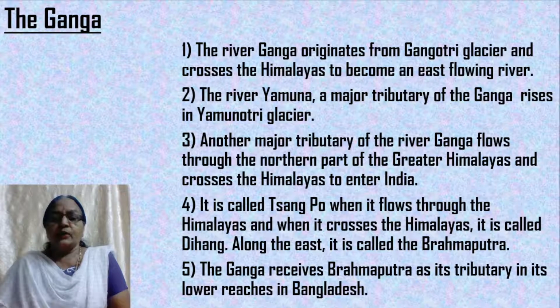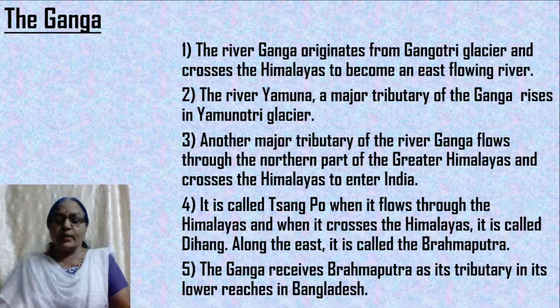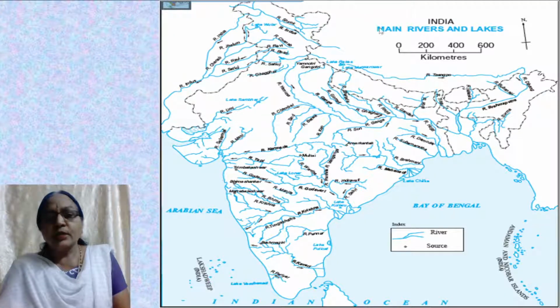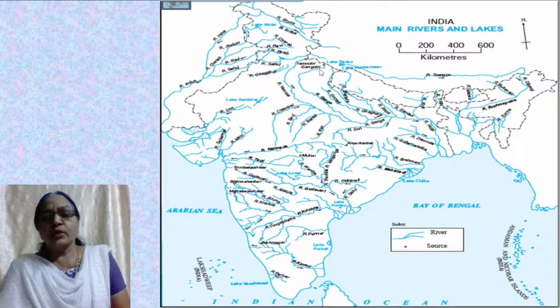Now another major tributary of the river Ganga flows through the northern part of the greater Himalayas and crosses the Himalayas to enter India. Can you see in the map here? Here we have Gangotri. As the Ganga rises in this glacier, it comes down and it is joined by the Yamuna river. Yamuna is the main tributary of the river Ganga.